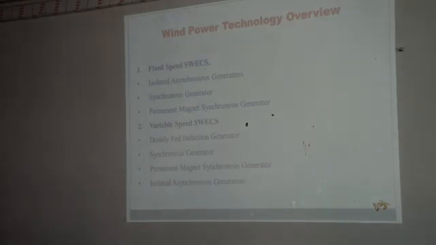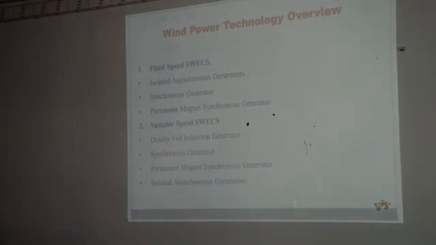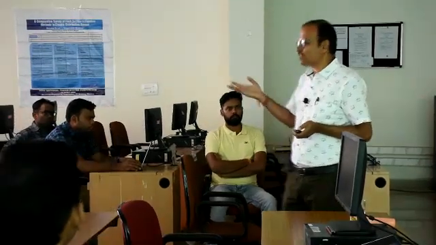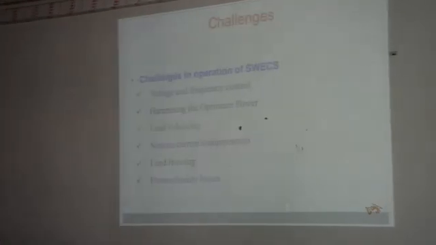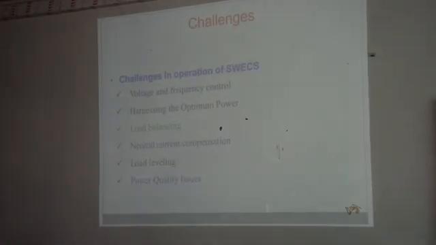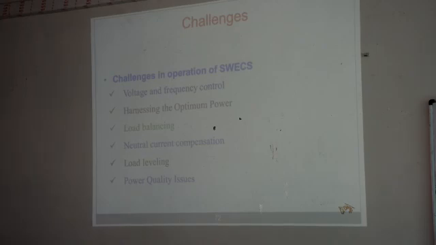The reason behind this is that at the customer end we were talking about a constant frequency operation, and when we are talking about these cases, we are not going to use more than one converter. But in these cases, we are supposed to use more than one converter. Except if you are going to use a matrix converter, because it's a single stage conversion. Otherwise, you have to use more than one converter. So the challenges with the standalone cases are voltage and frequency control, harnessing the optimum power, load balancing, neutral current compensation, load leveling, and power quality issues.